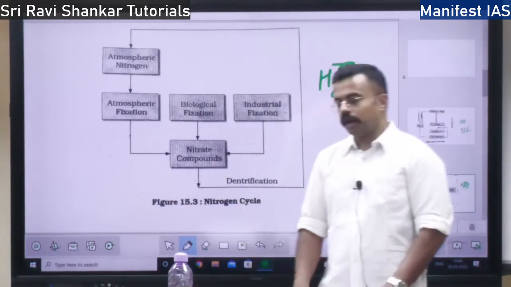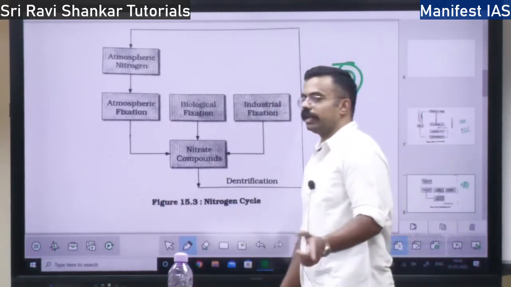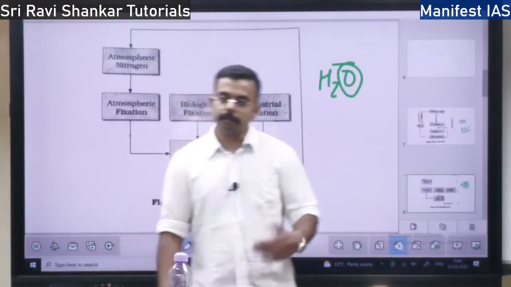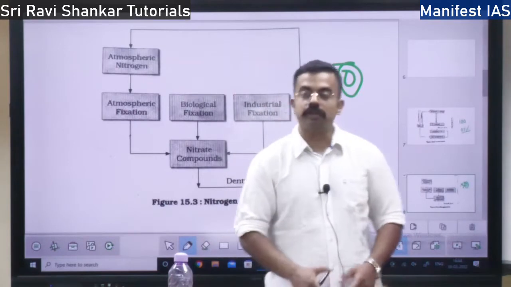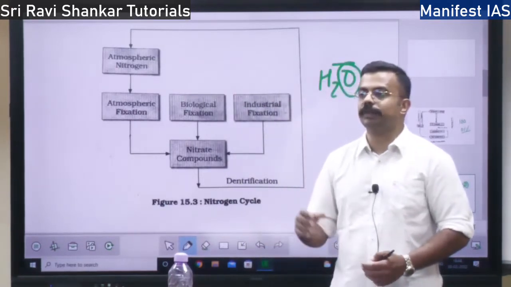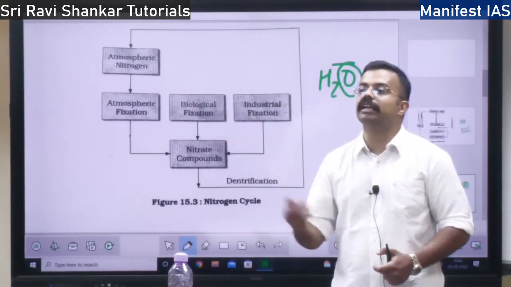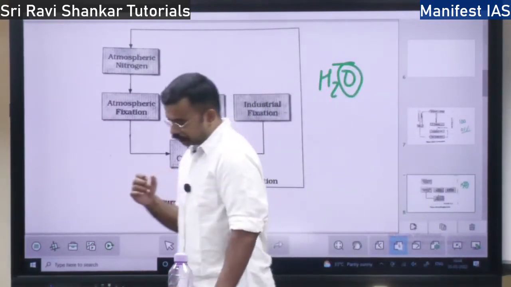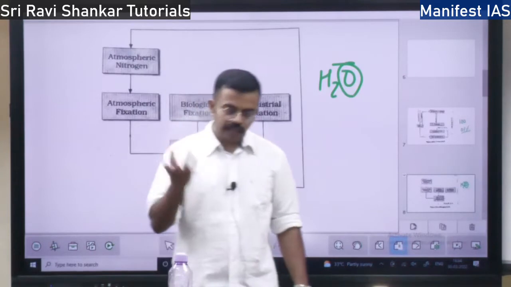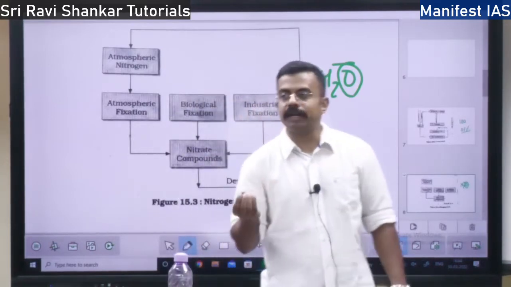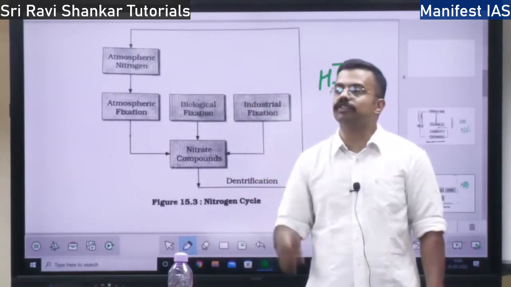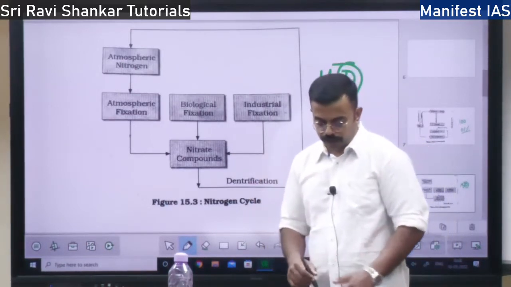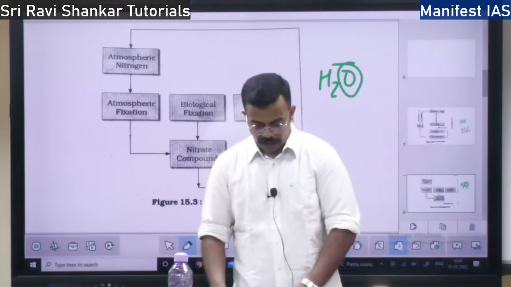Where does this oxygen come from? One is from the respiration of plants. Plants give out oxygen, and also transpiration of the plants. Transpiration means from the leaves, they will give out water and water vapor and oxygen, due to evaporation. That is called transpiration. Giving out water vapor or oxygen from the leaves of the plants is called transpiration.